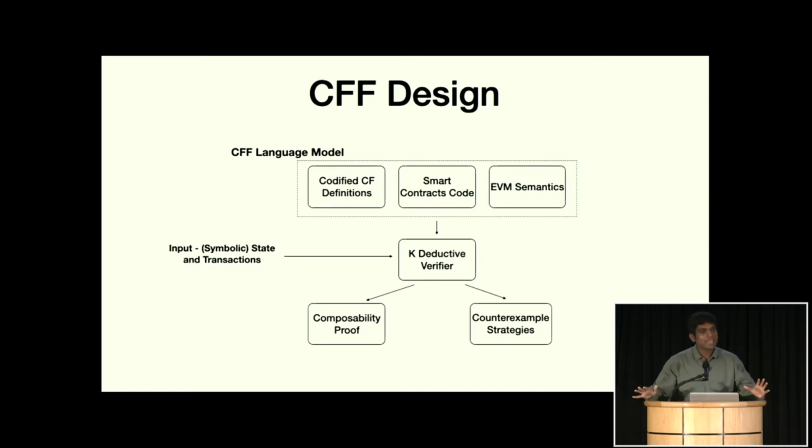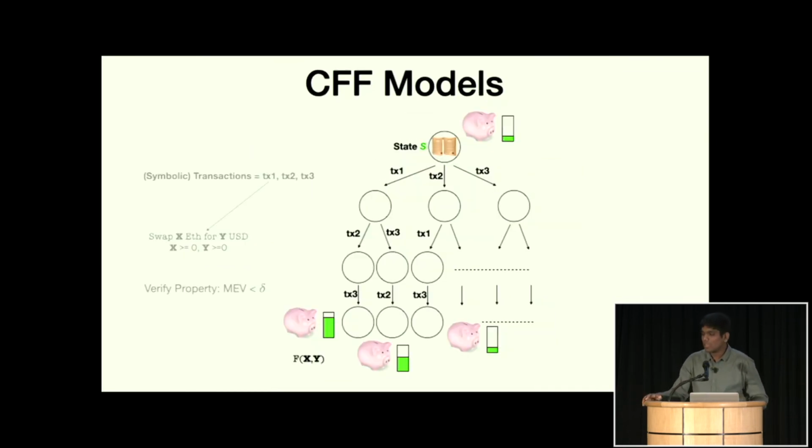Now, in order to make this practical, because we need to reason about all these paths through complex smart contract execution, we need to do some simplification of the smart contract code. So we replace the smart contract code with something that we call CFF models. These CFF models are in some sense simplifications of the smart contract code, albeit with some properties that I'm going to describe now. So the CFF models are really over-approximations of smart contract code.